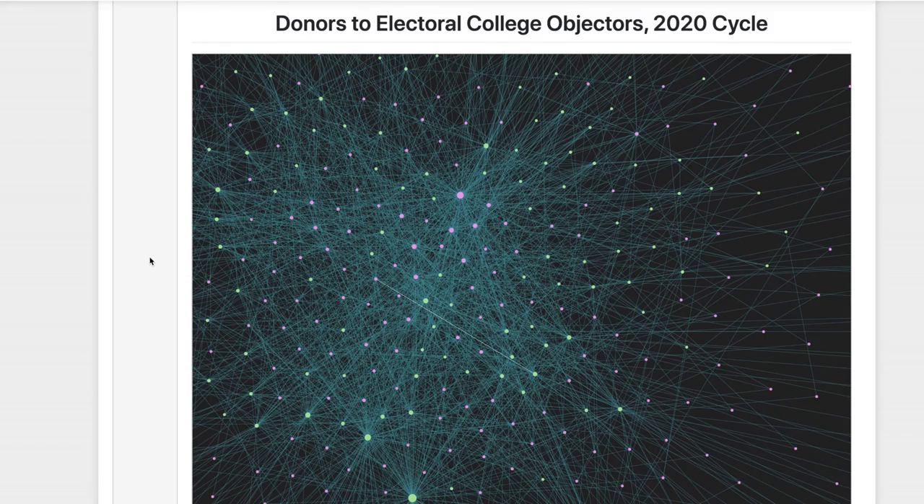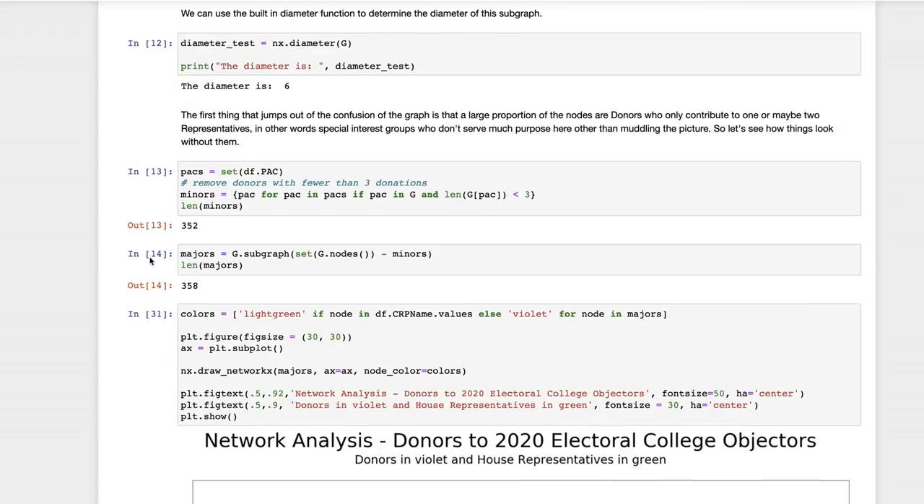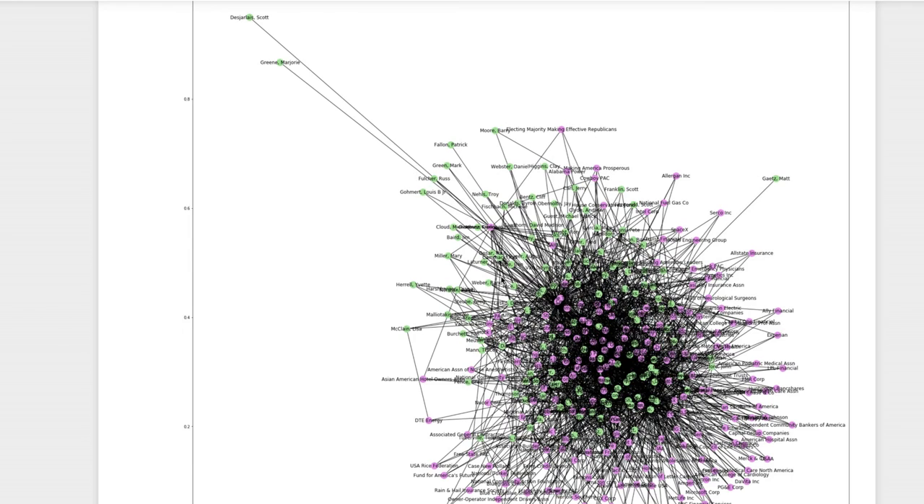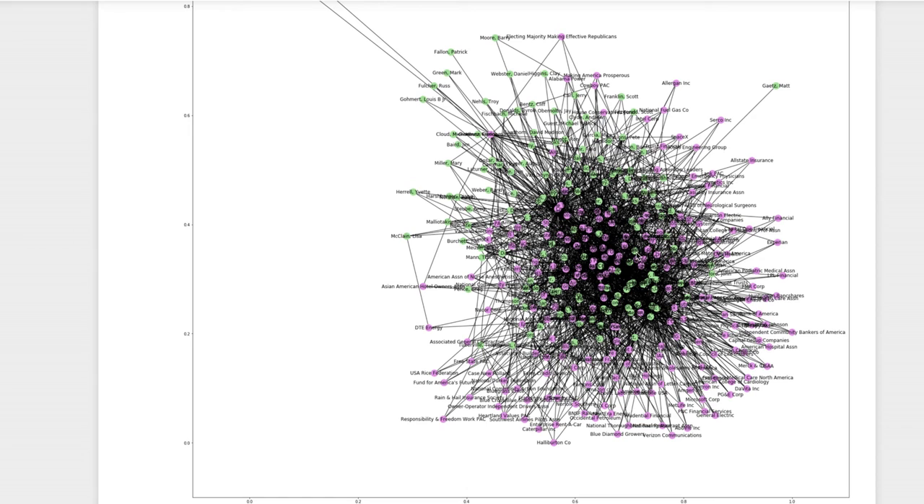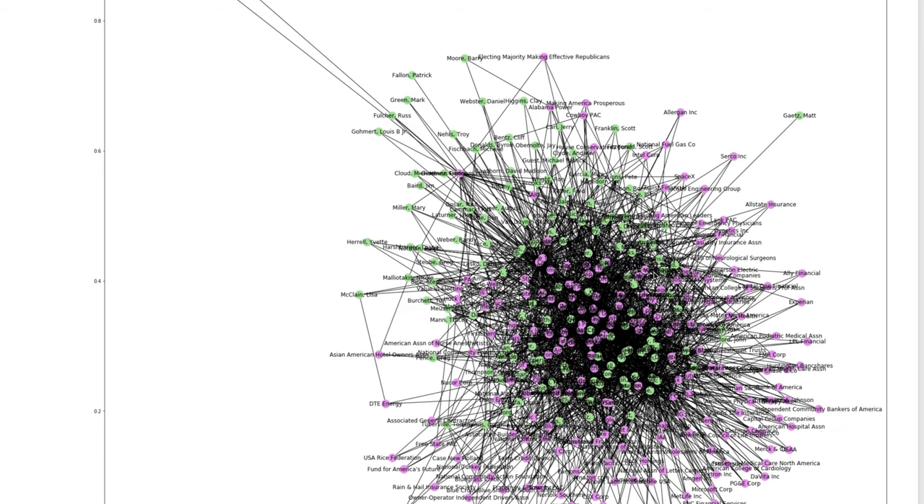So we'll move on now to see what this thing looks like after we remove those isolated outer nodes, which turn out to be over half of the PACs that are only donating to 1 or 2 nodes. So we can get a slightly clearer view when we remove those, and this is what we're left with. Still a highly, highly densely connected network, but now we see it's a little more balanced between the violets and the greens, and we get a slightly better view of what it looks like.